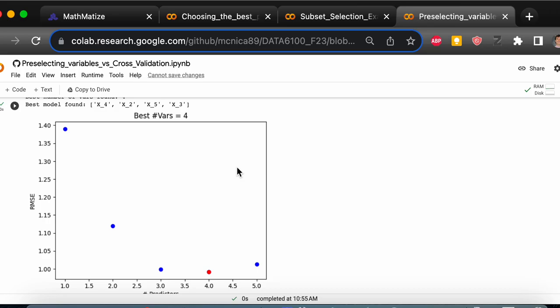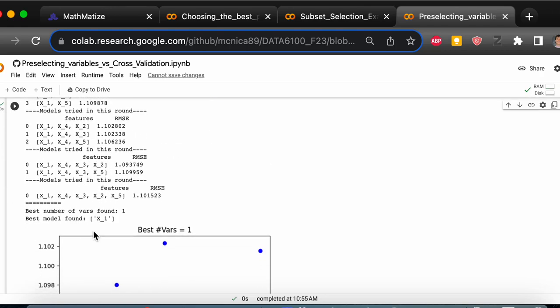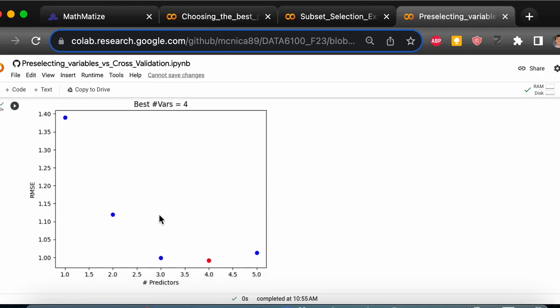But you should always be looking at the y. Don't try to do something where you just ignore the y. Then you'll make a mistake. Okay, so y1 only depended on x1. x1 was the best. For y2, x4 was the best.